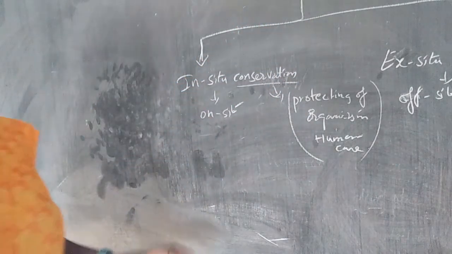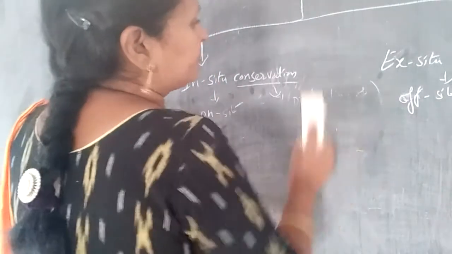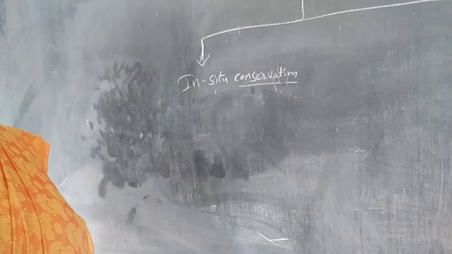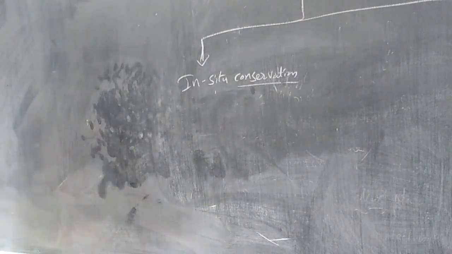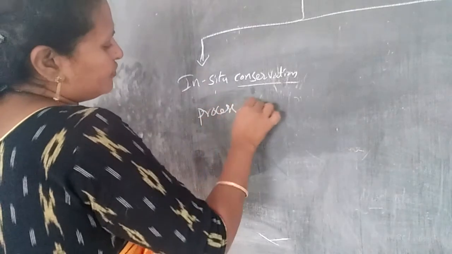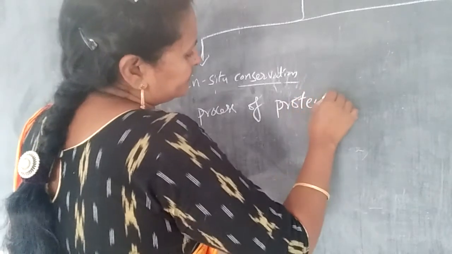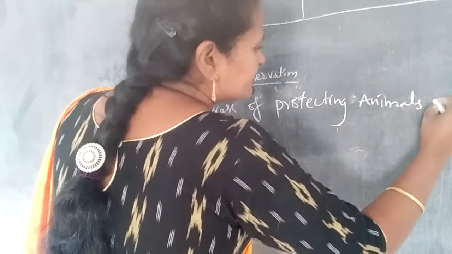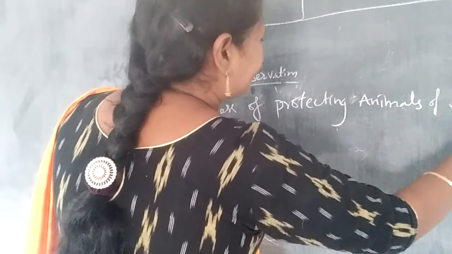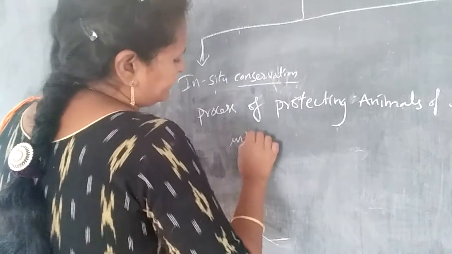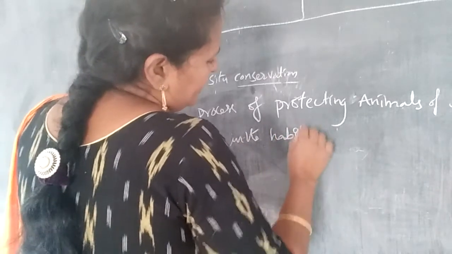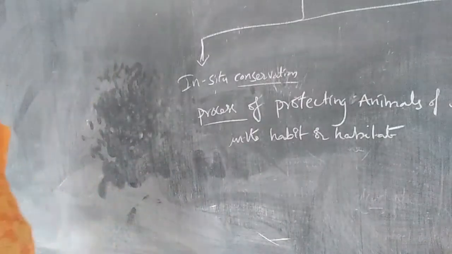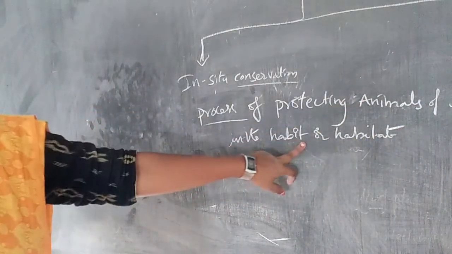The first one is in situ conservation: the process of protecting animals or species in their habitat.